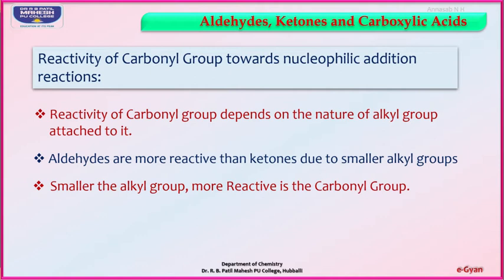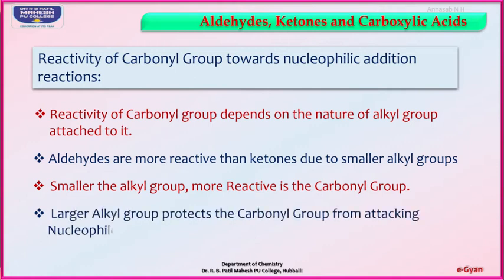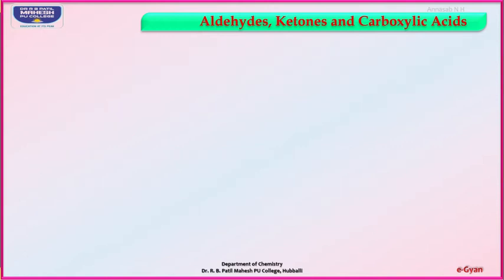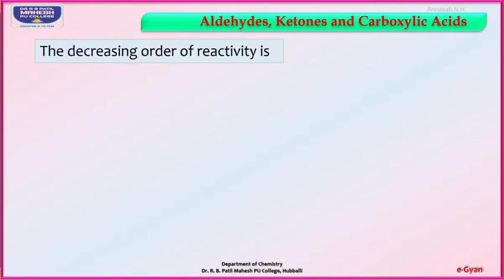There is no steric hindrance, hence smaller alkyl groups show higher reactivity for the carbonyl group, and larger alkyl groups protect the carbonyl group from attack of nucleophiles. That's the same thing. With smaller alkyl groups, reactivity of carbonyl group will be more. In case of larger alkyl groups, reactivity of the carbonyl group towards nucleophile is less. We see the decreasing order.